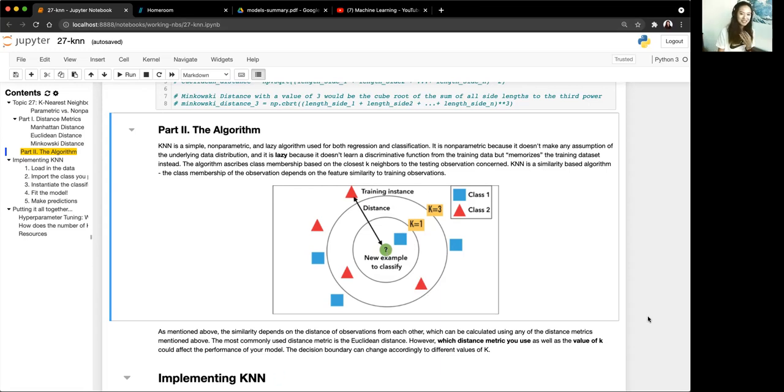Questions about just conceptually how this algorithm is working? Cool, awesome. Yeah, I think it's pretty straightforward too.